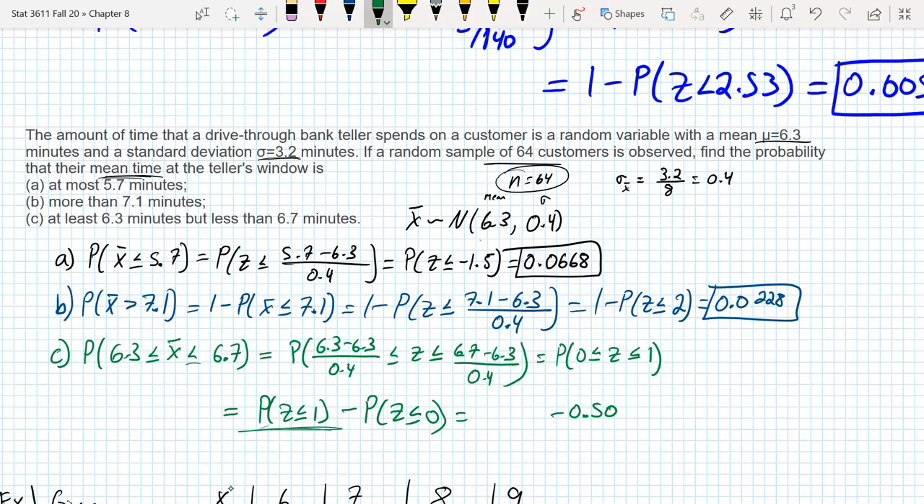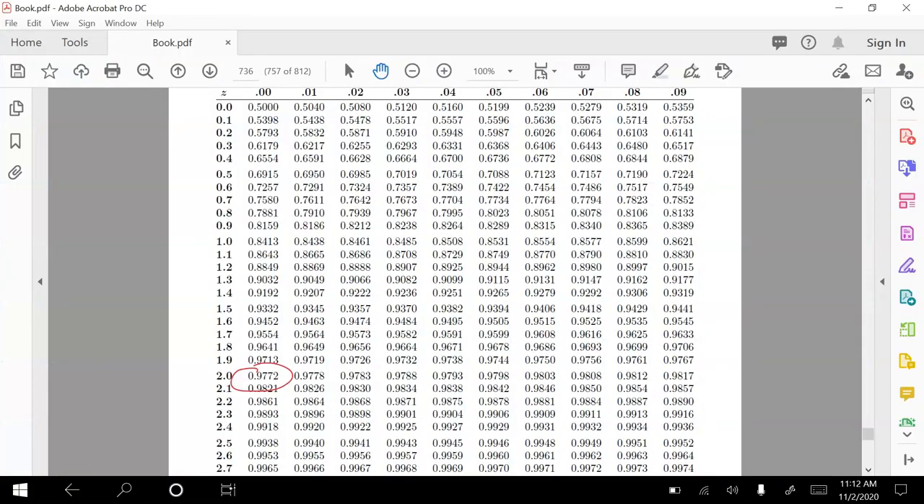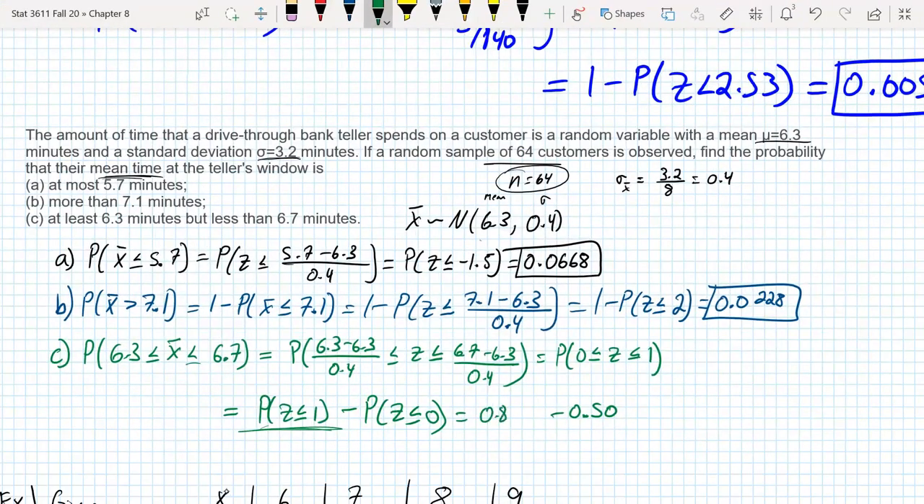So what's the probability that z is less than or equal to 1? Go ahead and look over here. 1.0, 1 standard deviation to the right. That is 0.8413. And so minus 0.5, and we see that the probability that we are looking for then is 0.3413, or 34.13%. And that is how we can work through those.